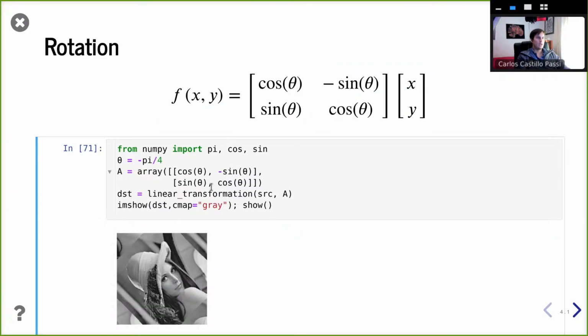So now let's see how this behaves in our image. I put cosine minus sine, sine, cosine, with the angle pi over 4. And after applying the rotation, you can see that the image rotated in 45 degrees. Pi over 4 is the same as 45 degrees.